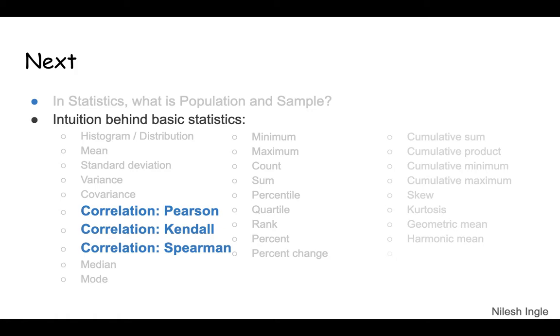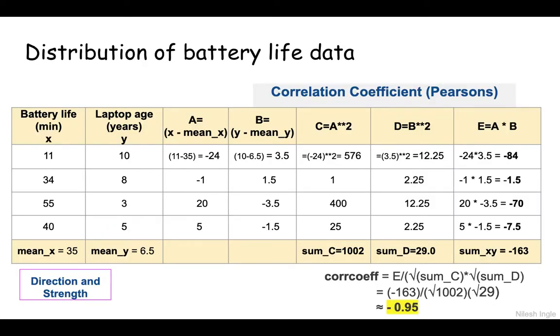So there are three different types. We'll go through each of them one by one. The most common one that I've used is Pearson's correlation, and that's what you'll also see being taught in textbooks a lot.